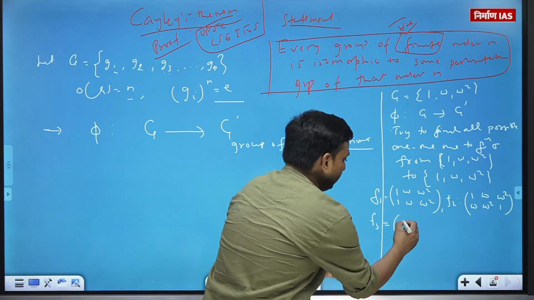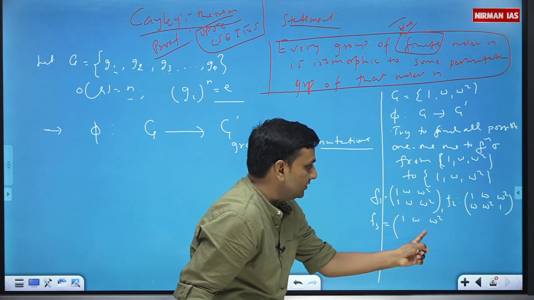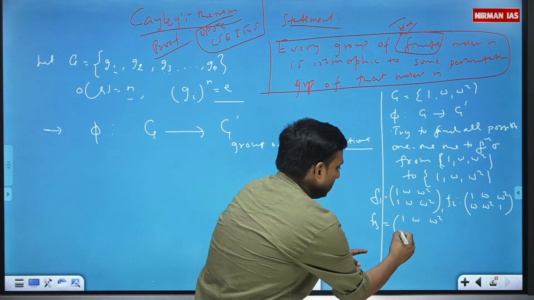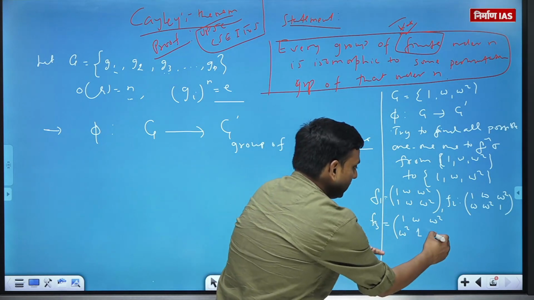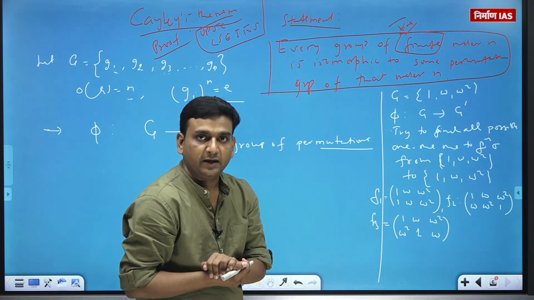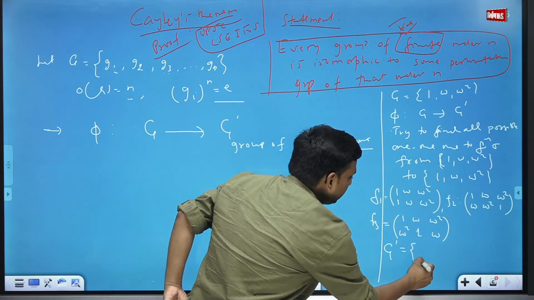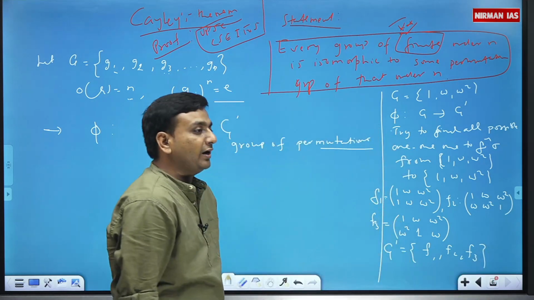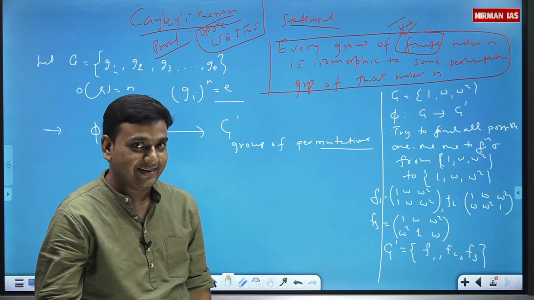F3 I defined like this: these are the domain part and here is the range part. So F3 is defined as: the image of 1 is omega square, the image of omega is 1, and the image of omega square is omega. Getting it? Now I take G dash as the collection of these 3 functions F1, F2, F3. Is that clear? Any doubt?